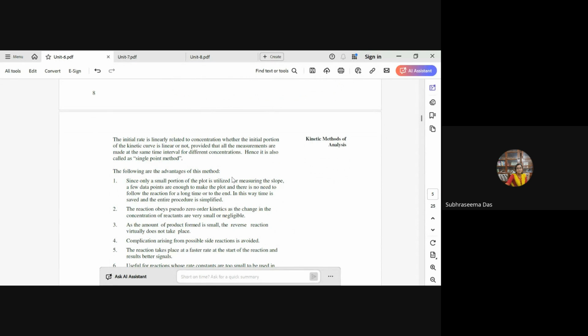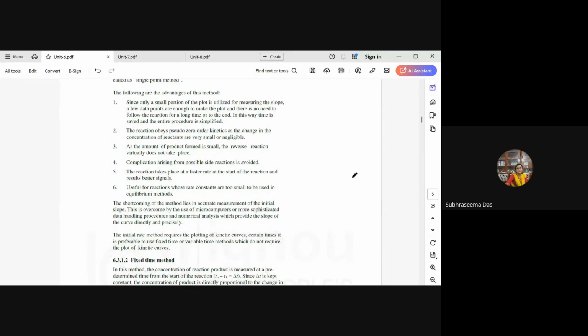The initial rate, we know, is linearly proportional to the concentration, whether or not the initial portion of the curve is linear. Despite this, the rate is linearly proportional to the concentration of the reactant. Hence such type of measurement is also called a single point method.